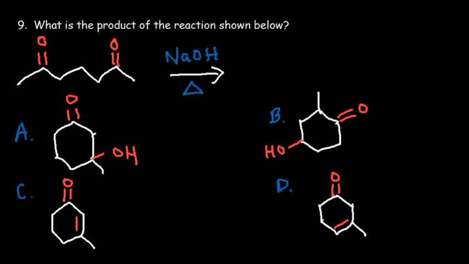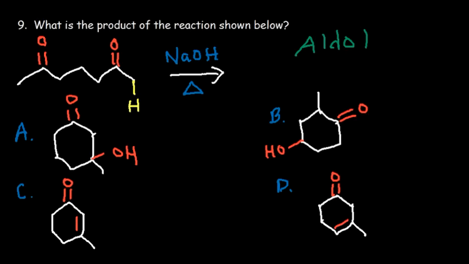Number 9. What is the product of the reaction shown below? So we have a diketone, sodium hydroxide, heat, and looking at our answer choices, we see that we're going to form a 6-membered ring. This reaction is the intramolecular aldol reaction. Sodium hydroxide will be used to remove an alpha hydrogen. But there's some answer choices that we can eliminate.